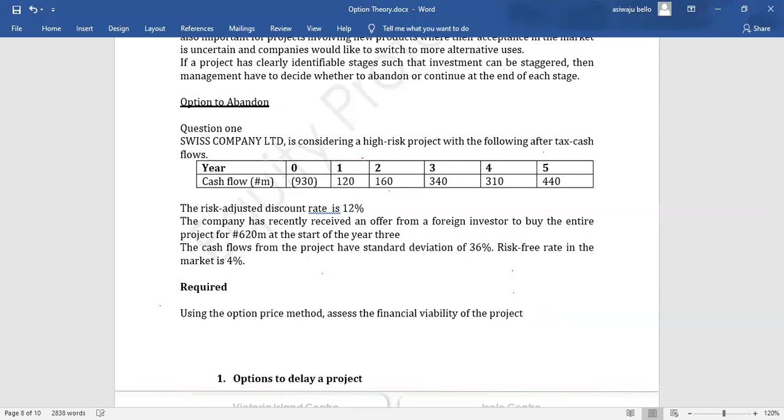Requirements required. Using the option pricing method, assess the financial viability of the project. If you look at the scenario, we now know that this question is trying to test the option to abandon a capital project. You now ask yourself, what are the steps involved when dealing with option to abandon?